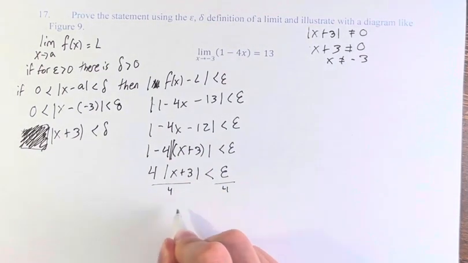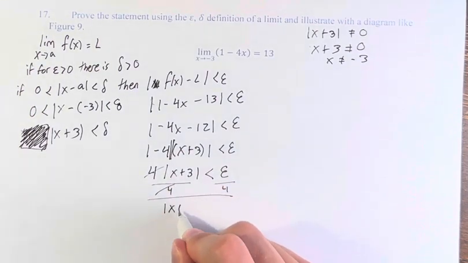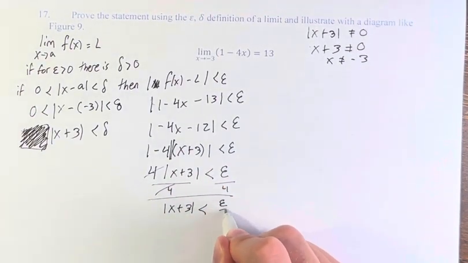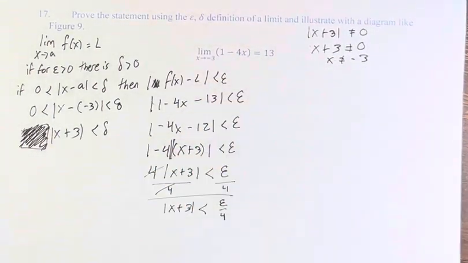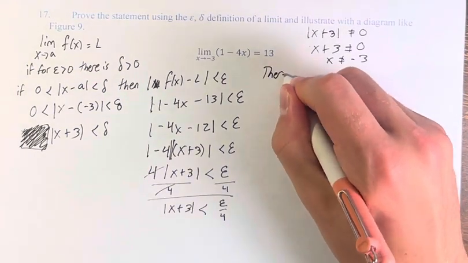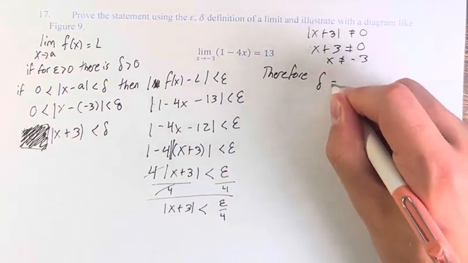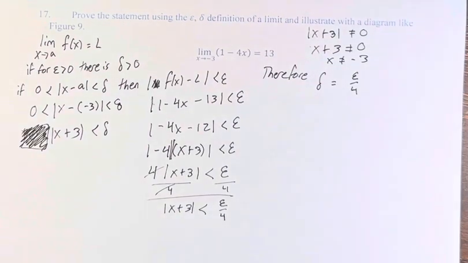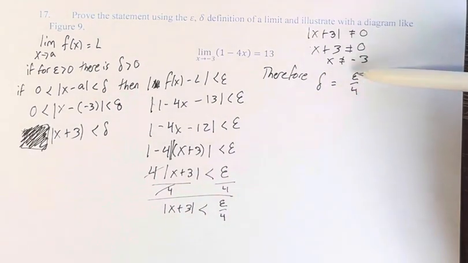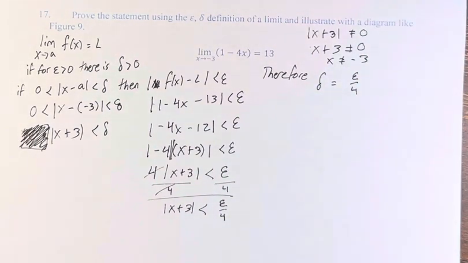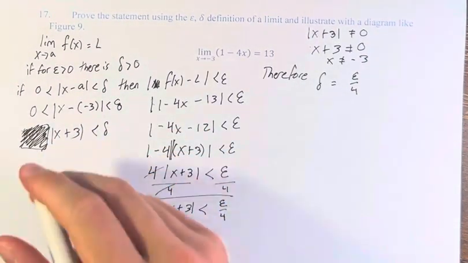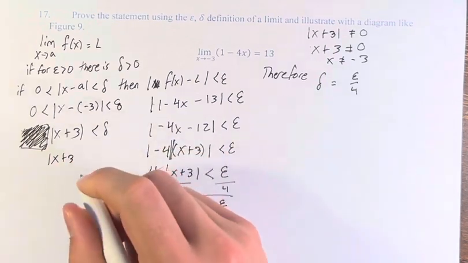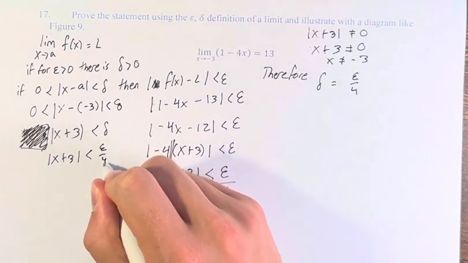Dividing by 4, the absolute value of x plus 3 is less than epsilon over 4. If the absolute value of x plus 3 is less than delta and it's less than epsilon over 4, therefore delta equals epsilon over 4. So for any positive epsilon that we choose, there's going to be an equivalent delta, which is just that value, epsilon divided by 4. We have to prove this by taking our inequality right here and saying, okay, x plus 3 is less than delta, therefore it's less than epsilon over 4.